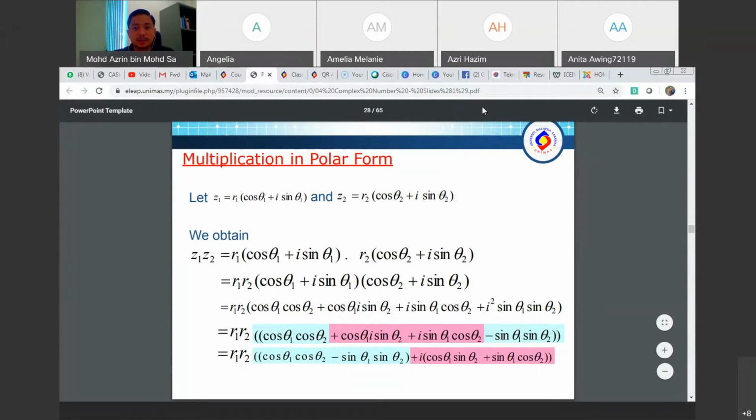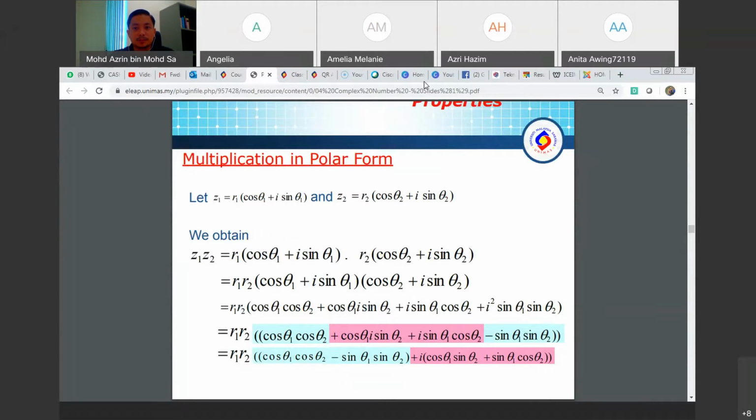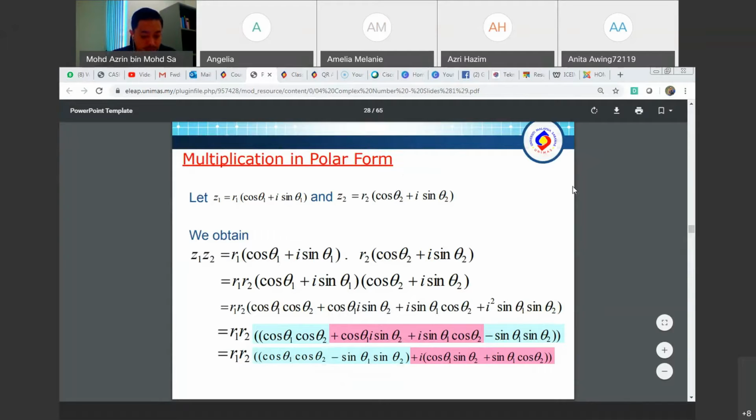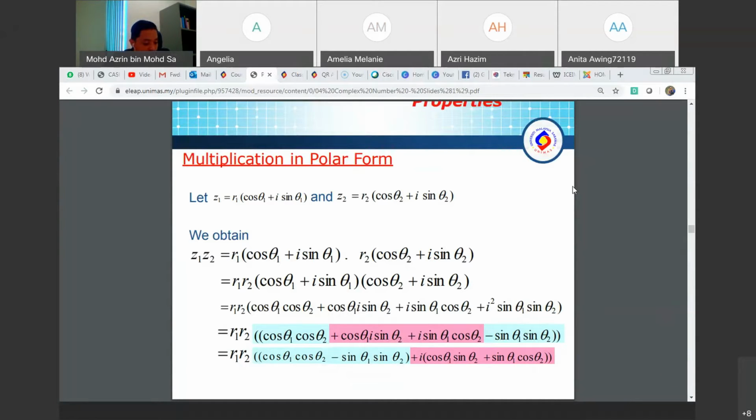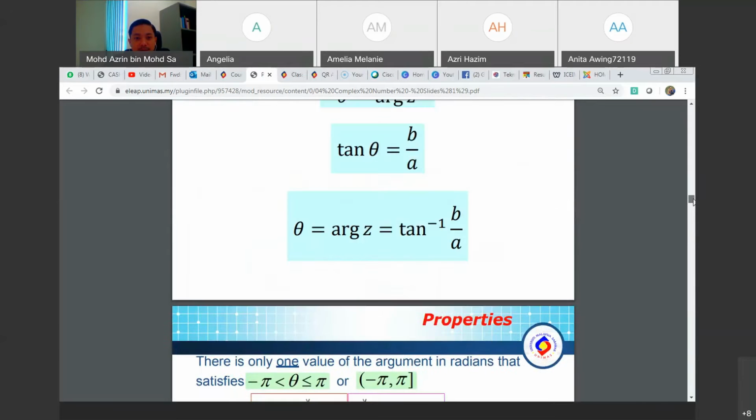So today we will continue multiplication in polar form for the complex number, as we already went through before this. Okay, kita dah tengok polar form kan. So remember polar form for complex number is z equal to a plus ib, a non-zero complex number. So theta is measured by the angle from the positive real axis. So I just go back for our refreshment.